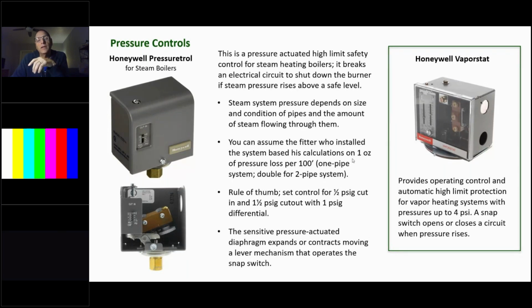So you would set the high limit control at probably about 3 psi. So if you reach that, it's going to shut down the burner, and you've got some issues. You need to go and do some investigating to the system. The sensitive pressure actuated diaphragm expands or contracts, moving a lever mechanism that operates a snap switch to make that control.